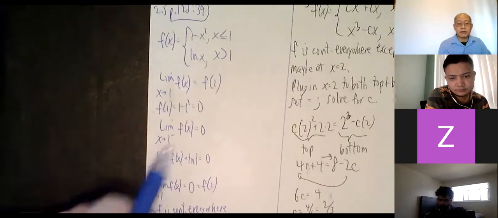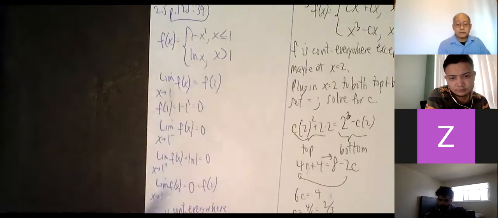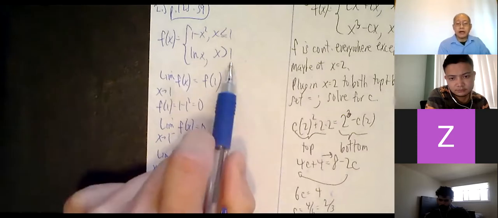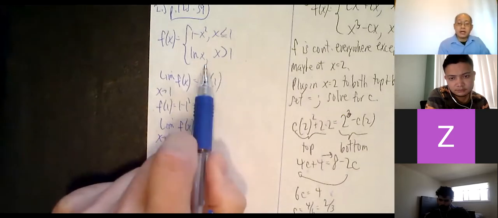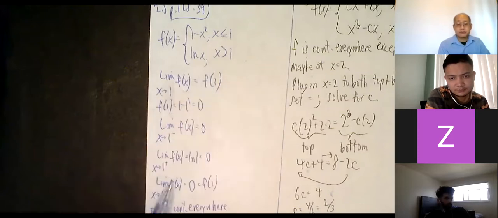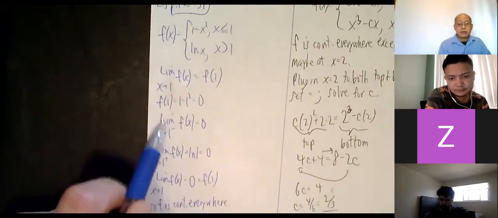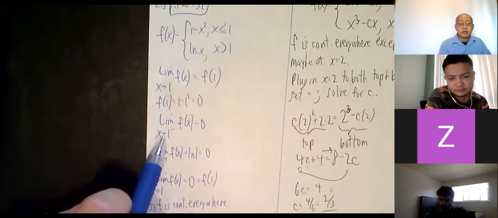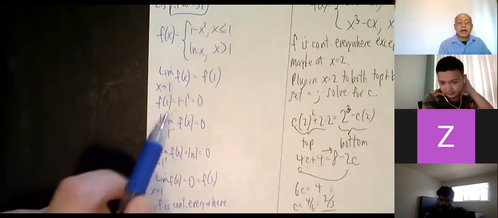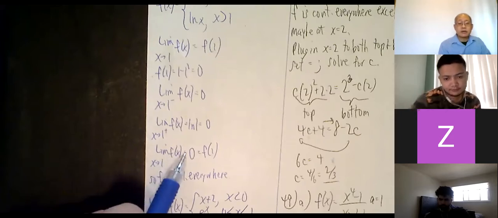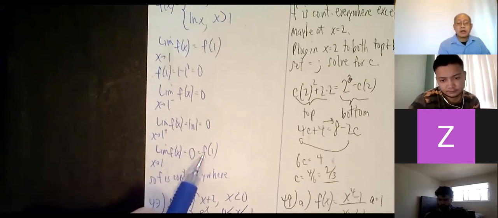So the limit as x approaches 1 from the left is 0. How about the limit as x approaches 1 from the right? If I'm approaching 1 from the right, I'm using this function, so I'm plugging in here. So I've got ln of 1, but ln of 1 is also 0. All right, so all of these are 0: the limit as x approaches 1 from the left, the limit as x approaches 1 from the right, and the function value itself. So the limit as x approaches 1 of f of x is equal to 0, which happens to be f of 1.